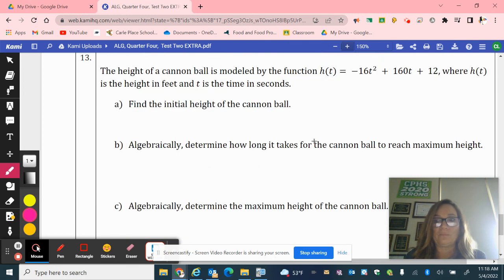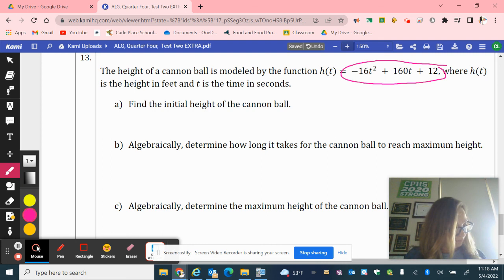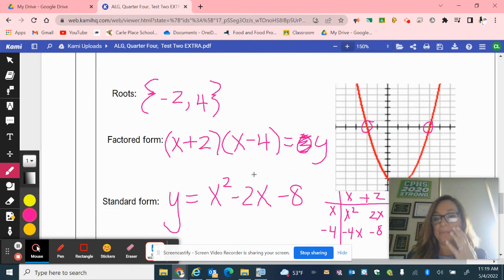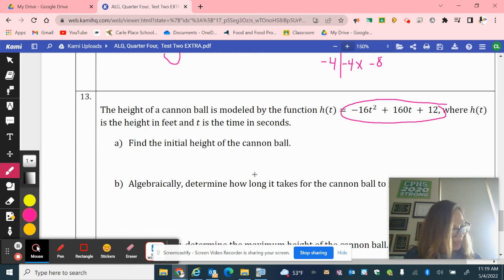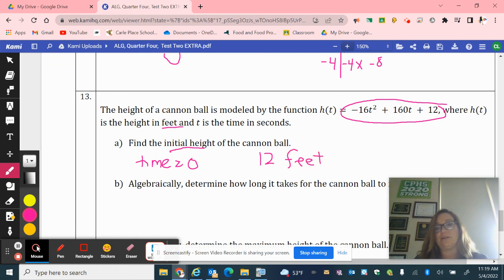Okay. All right, so the height of a cannonball is modeled by the function. All right, so this is what would go into my calculator. Oh, by the way, the one that I did algebraically here, you could also do graphically and check it in your calculator. But before it goes in my calculator, I can do a lot of this work. The initial height is always when time is 0. So that's the y-intercept. So it's going to be 12, and there's the word feet. But you can use your calculator to double check. All right, so I'm going to pull up my calculator.